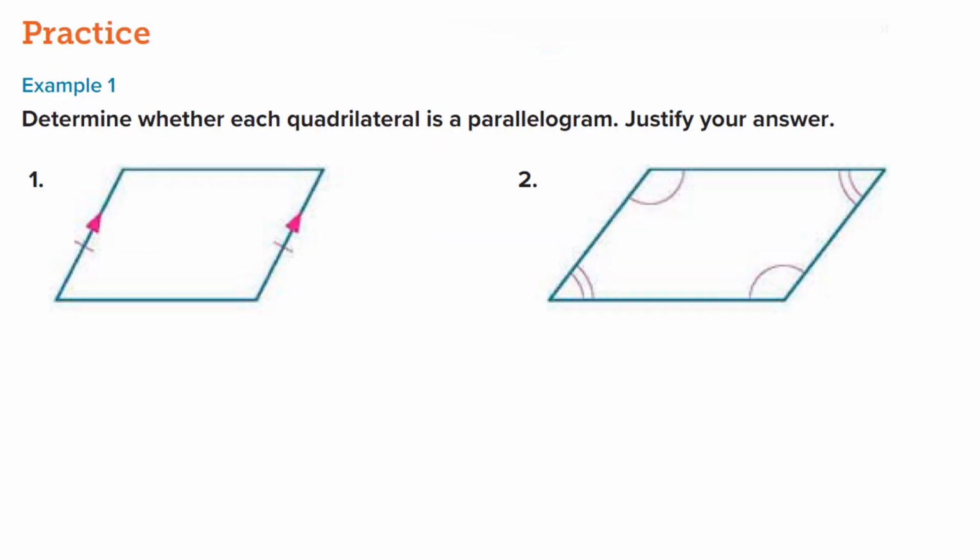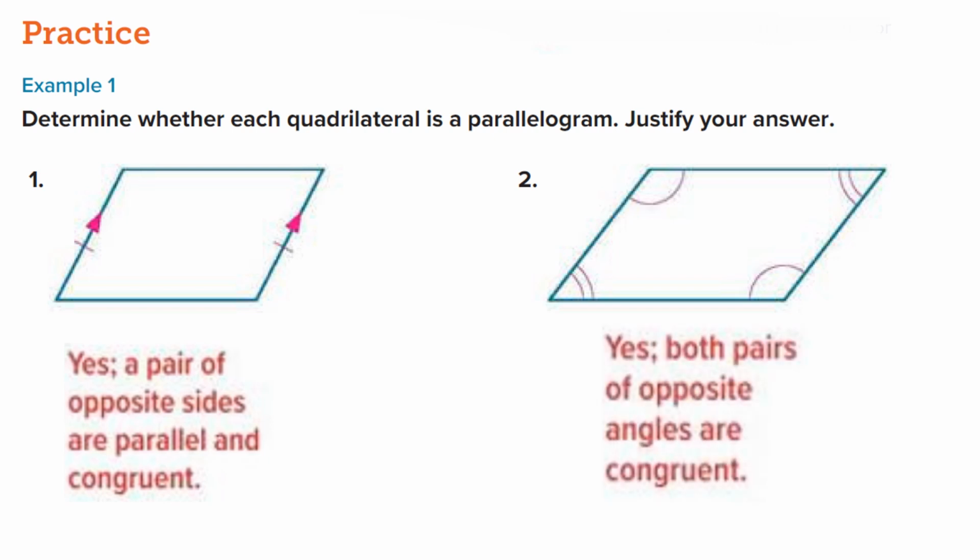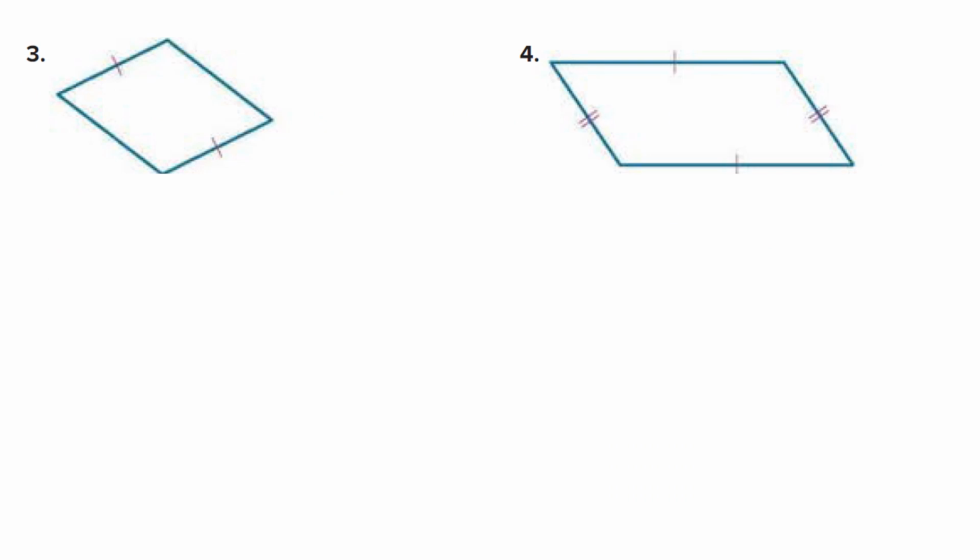Let's look at these questions. Very easy direct questions. Here you see these opposite sides are parallel also and they are equal also. So therefore it is going to be a parallelogram. That's the theorem that we apply, that one pair of opposite sides is equal and parallel. Look here, the opposite angles are congruent. So this is also a parallelogram because both pairs of opposite angles are congruent.